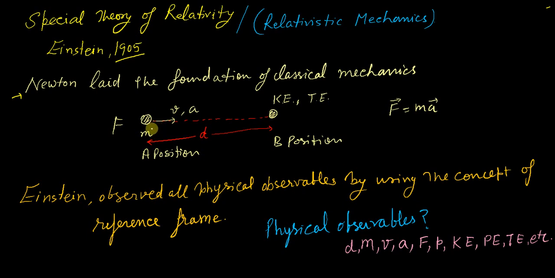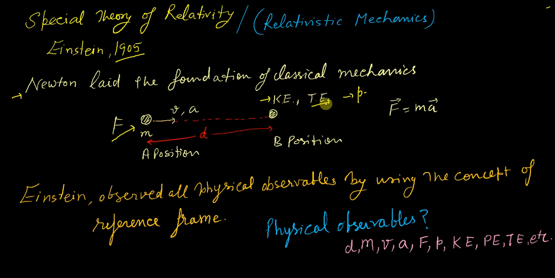What is classical mechanics, or Newtonian mechanics? You can say that if there is a particle or a body of mass m, you apply some force on it. As a result, this body starts to move. That means it has a velocity, acceleration, and it is displaced up to some distance d. As a result, you observe the kinetic energy and the total energy, which you define in terms of the momentum p. And here Newton's second law, F equals ma, is very important to define all these parameters.